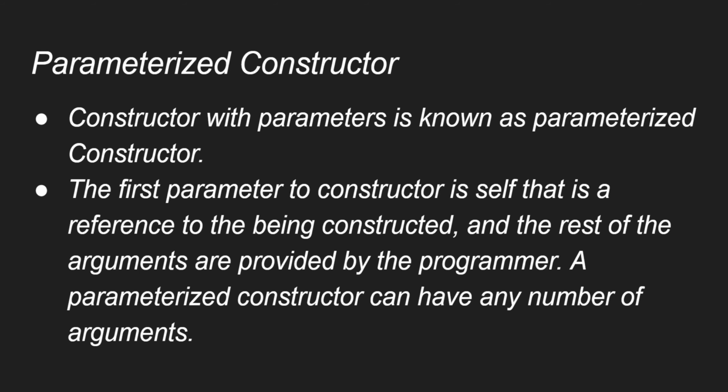Parameterized constructor. A constructor with parameters is known as a parameterized constructor. The first parameter to the constructor is self, that is a reference to the object being constructed, and the rest of the arguments are provided by the programmer. A parameterized constructor can have any number of arguments.